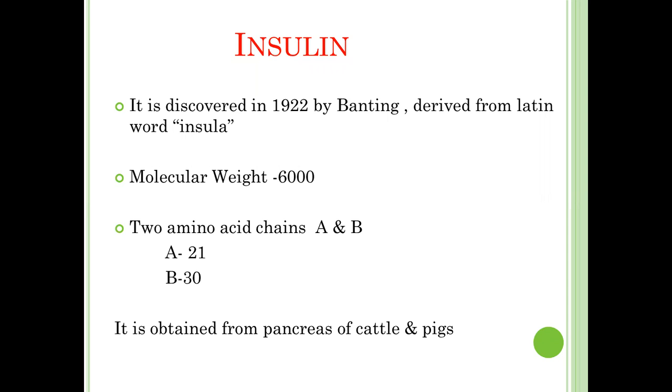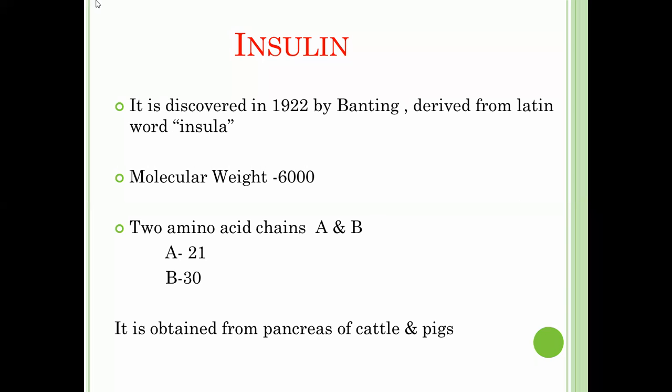by Banting, scientist. Then, its molecular weight, how much is it? 600? 100? 6,000? This one is asked as an objective question, molecular weight of insulin. So the molecular weight of insulin is 6,000 and it consists of 2 amino acid chains.